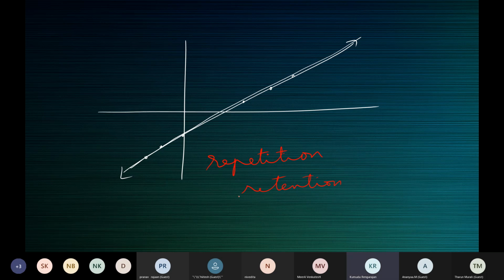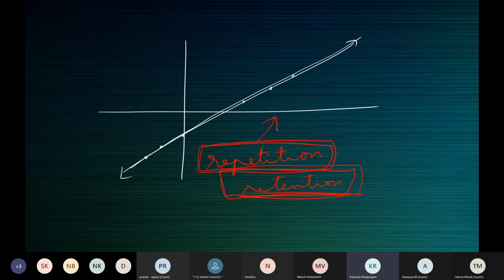If you want to retain everything you understand, you must repeat. For retention, repetition is very important. And if you have to repeat it, you should have understood it clearly.